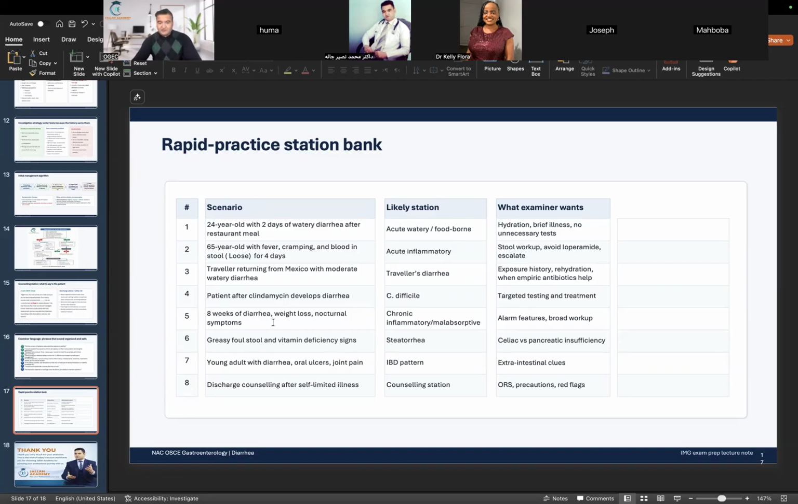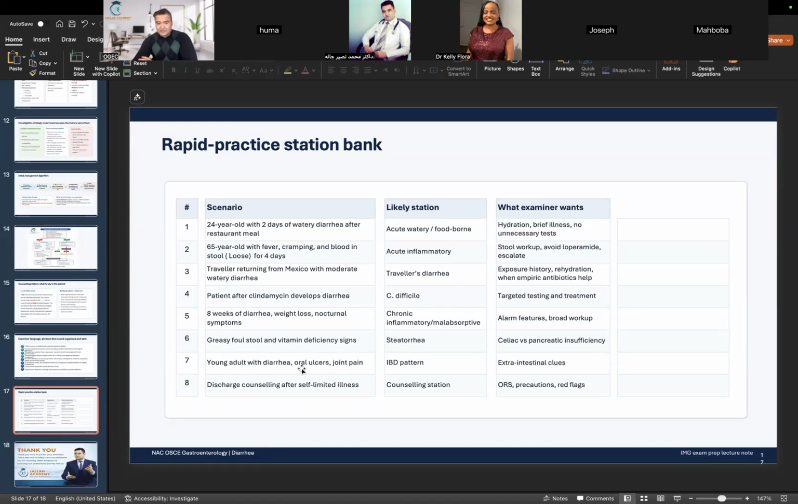8 weeks of diarrhea, weight loss, and nocturnal symptoms. What am I dealing with? Chronic, more than 4 weeks, right? Chronic, inflammatory, malabsorption, alarming features, broad workup. Greasy, foul-smelling stool and vitamin deficiency signs: I'm dealing with steatorrhea. It could be celiac disease or it could be pancreatic insufficiency.